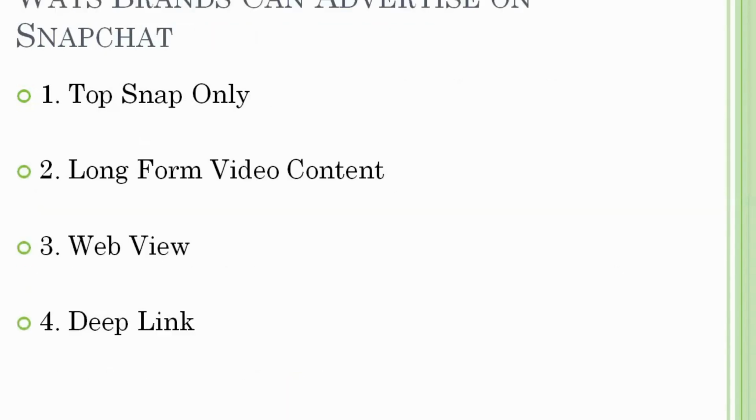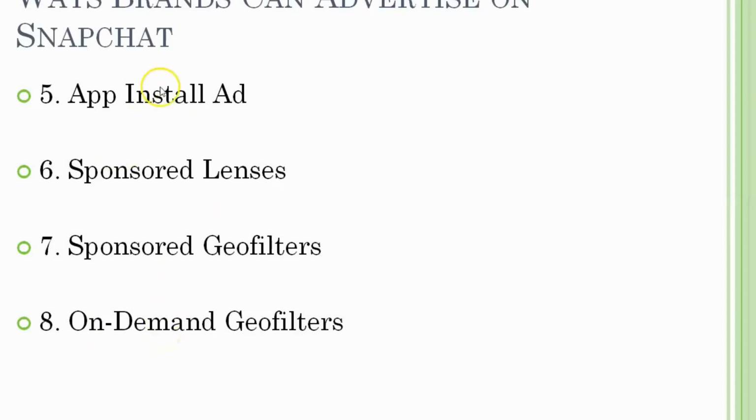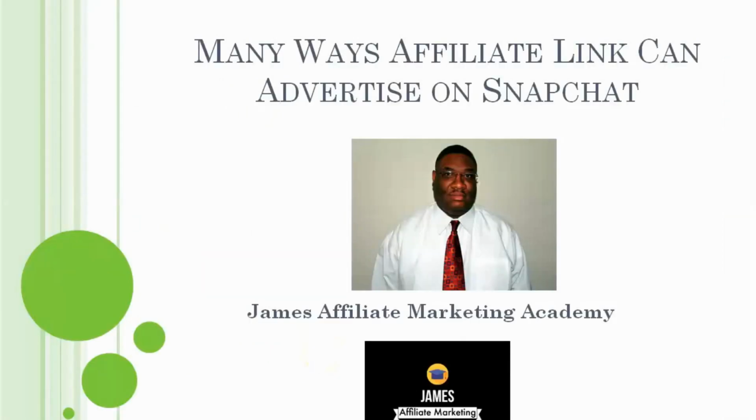All right, so the ways in which you can have your brand advertised on Snapchat are: the top snap ad only, long form content, video content, web view, and then a deep link. App install ads. You can do a sponsored lens, sponsored GeoFilter, and then an on-demand GeoFilter. These are the different ways in which you can advertise your link on Snapchat.